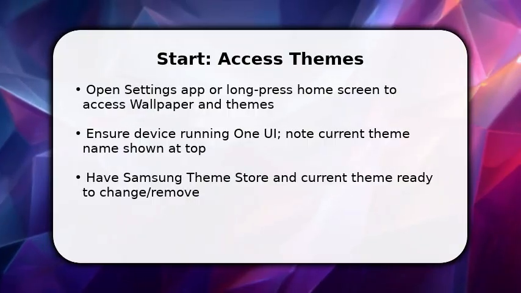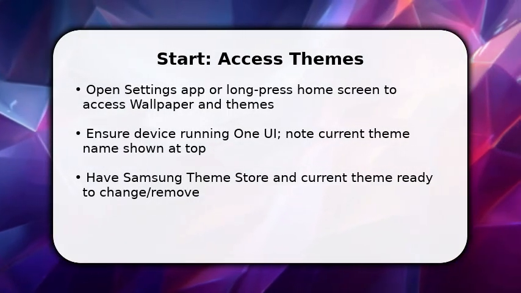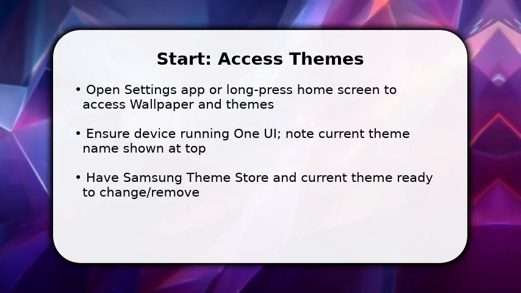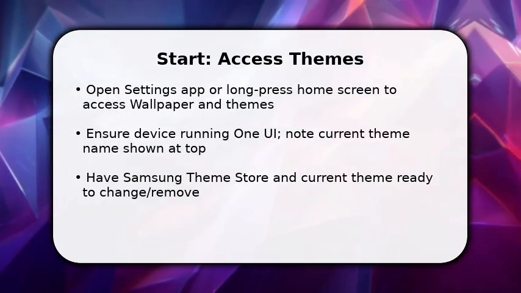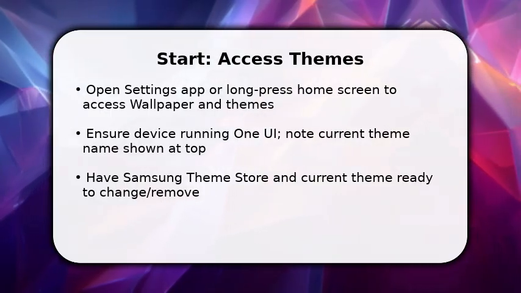You'll begin by opening Settings or long pressing the home screen to jump straight into Wallpaper and Themes. Tap Themes or Wallpaper and Style. This lists active and downloaded themes. Once there, note the active theme name so you can revert.